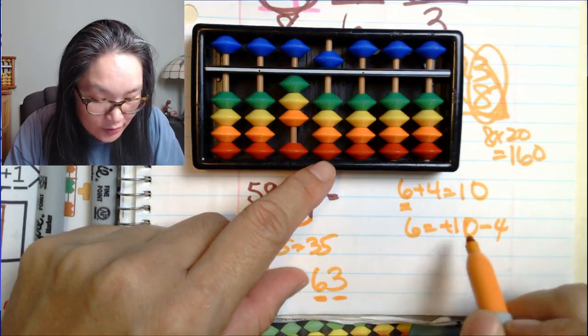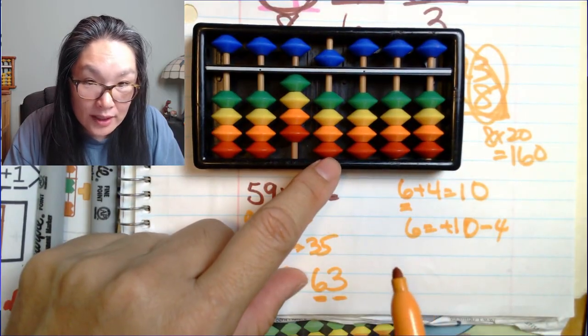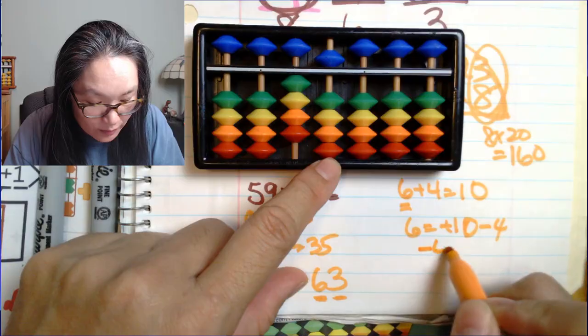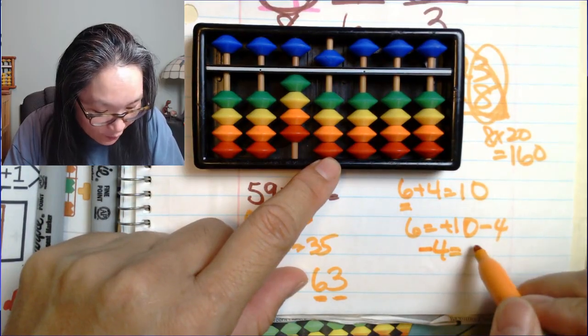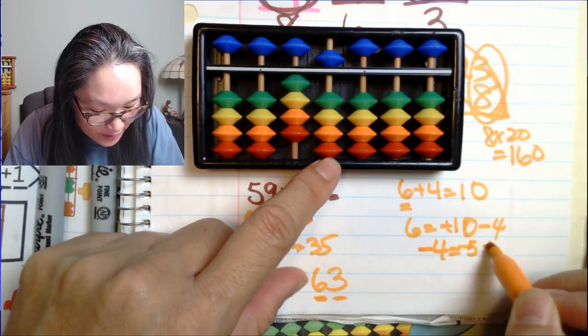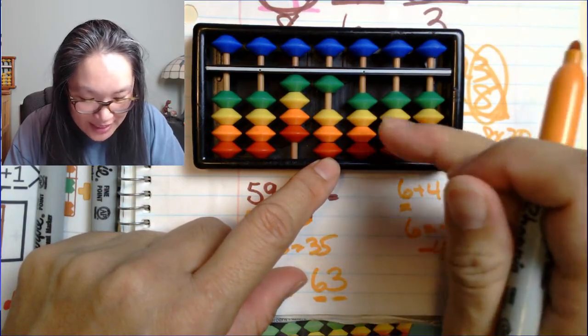Okay, so we're going to do 6 plus the 10 and then take away the 4. Take away the 4 is not enough. So what do we need to do? Minus the 4 is equal to minus the 5 plus the 1. So we're going to minus the 5 plus the 1. And then we need to add the 3.